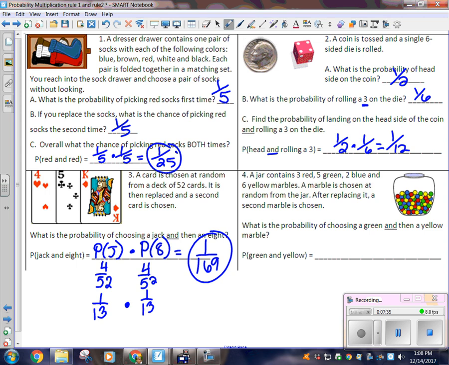Do you understand what we're doing? Pretty easy, isn't it? You want to give number 4 a try? I'm going to pause, let you do number 4. Did anybody count yet and tell me how many total marbles we have in the jar? 16 total marbles.